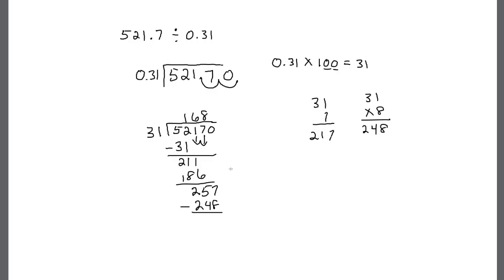All right. Again, I'm going to subtract here. I'm going to get 9. And I have one more to bring down. One more 0. So 31 goes into 92 two times. That's going to give me 62. And I have 28 left over.